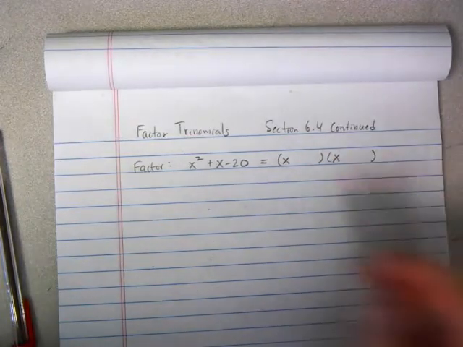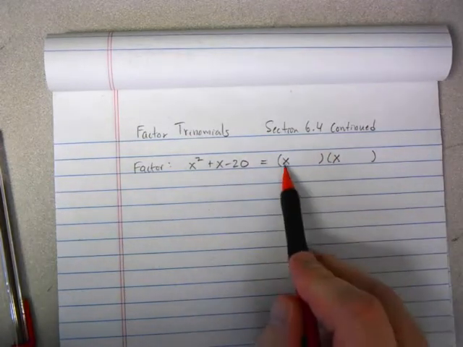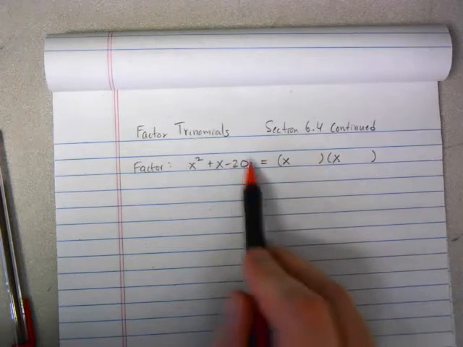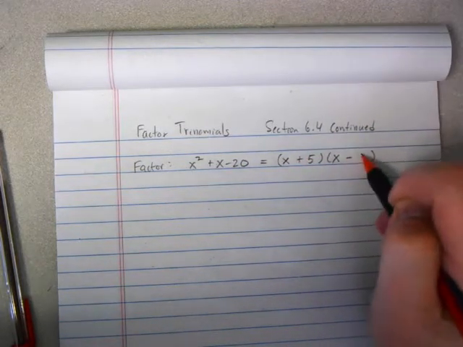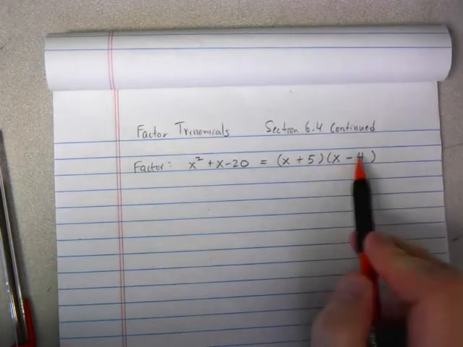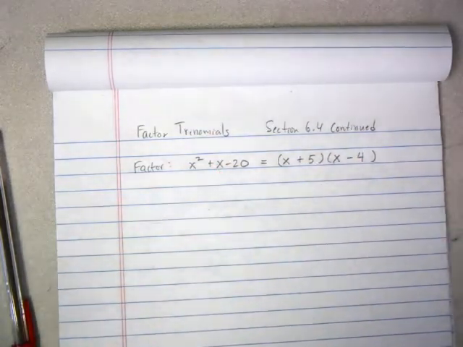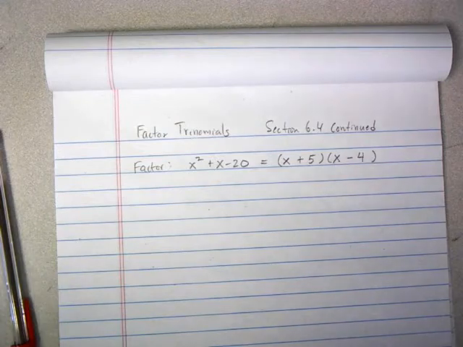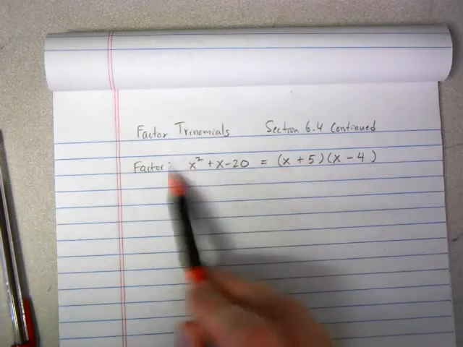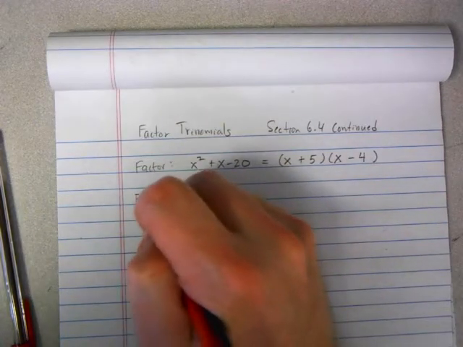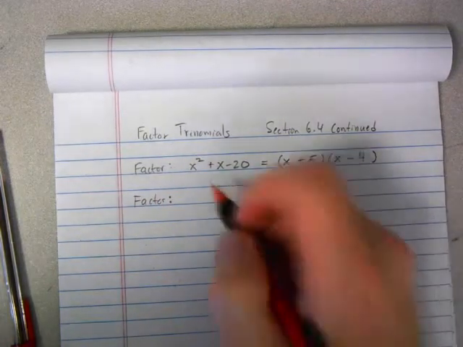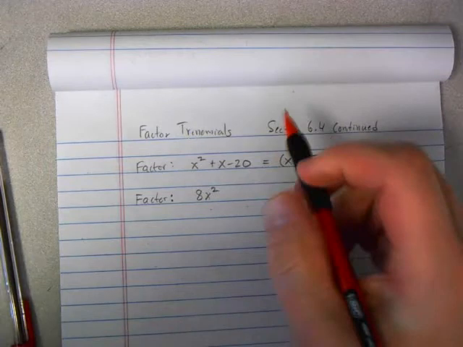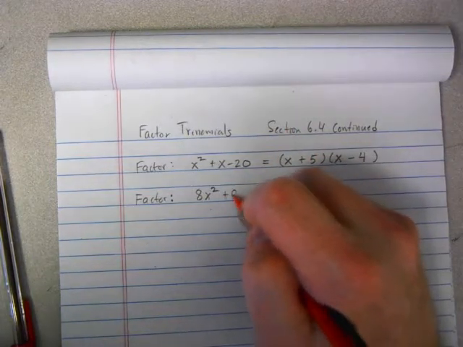So we noticed that to get x squared out front, we had to have x and x. And then we looked at the different ways to get 20. And we decided for this problem that we should use a plus 5 and a minus 4 because that'll give us the minus 1 in the middle. So when you have a trinomial, and this first number is the number 1, the guess and check method works very efficiently.